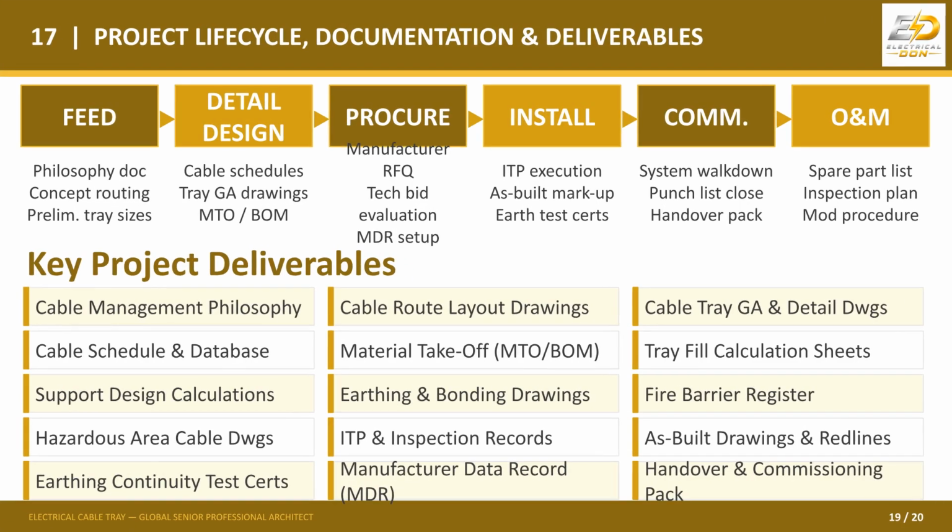The project lifecycle includes FEED, detailed design, procure, install, commissioning, and operations and maintenance. Key deliverables, such as the cable management philosophy, cable schedules, layout drawings, and inspection records, are necessary throughout these phases to ensure system quality and compliance.